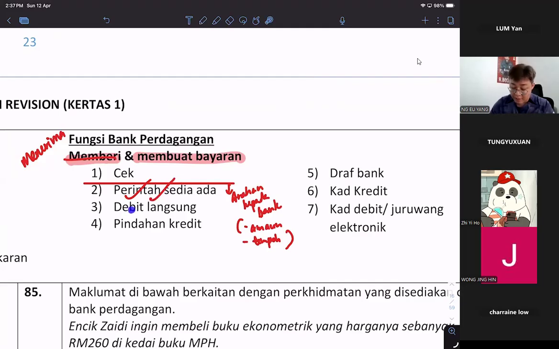So the next one, what is debit langsung? You are going to make the same payment every month, but the amount is different. So the amount is different, but the tempo masa is the same. So what is the contoh for perintah sedia ada? That's the installment to pay your housing loan, and then the car loan.